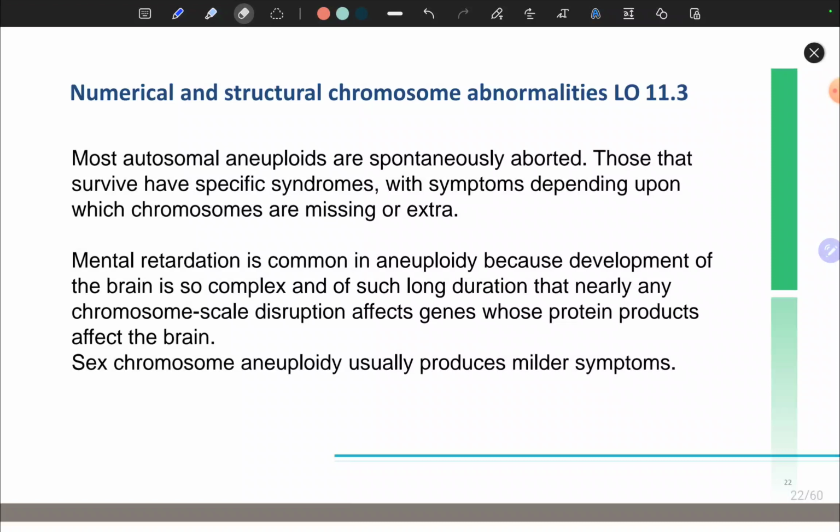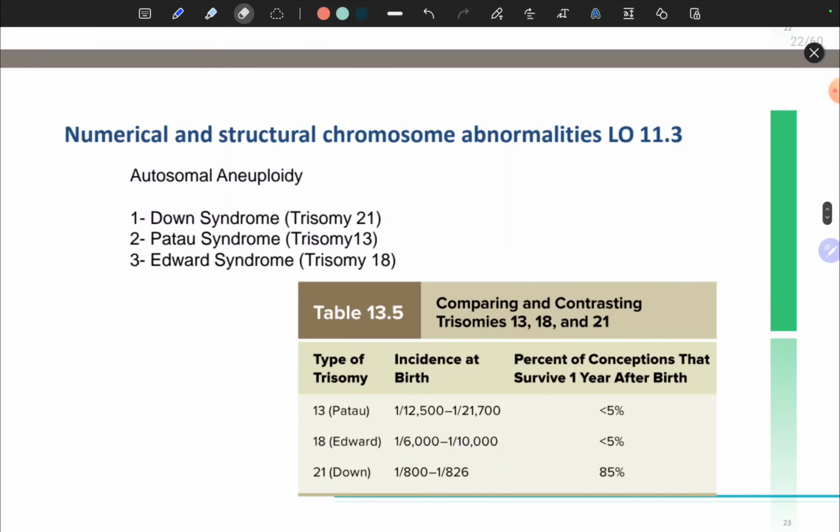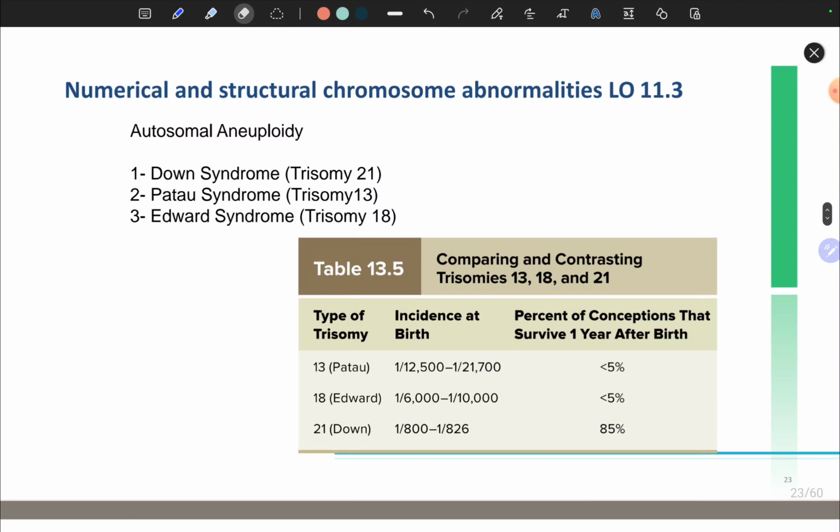So, autosomal aneuploidy. First we have Down syndrome, which we call trisomy 21, so we have three copies of chromosome number 21. And we have Patau syndrome, which is trisomy 13, and we have Edwards syndrome, which is trisomy 18. So how do they know this?